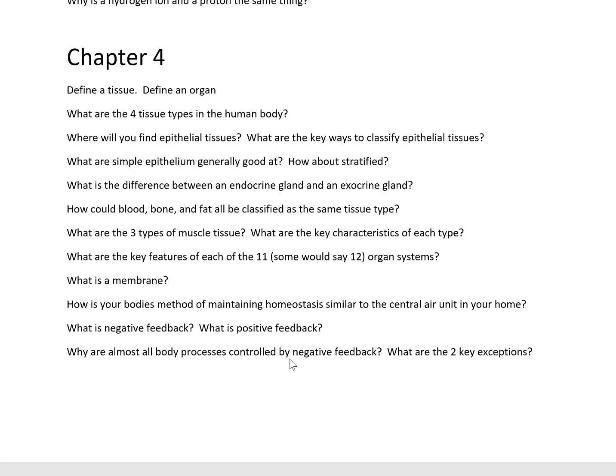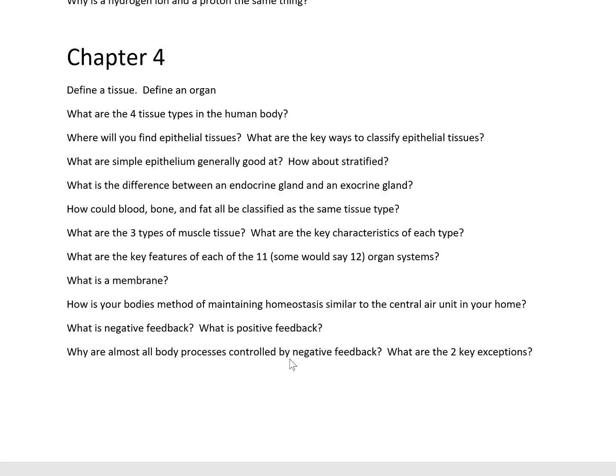So when you add the electrical conducting system to the heart muscle tissue and you add the fibrous skeleton of the heart, now we have a heart. So that's a tissue and an organ. What are the 4 tissue types in the human body? So every tissue in the body is either going to be epithelial tissue, connective tissue, muscle tissue, or neural tissue.